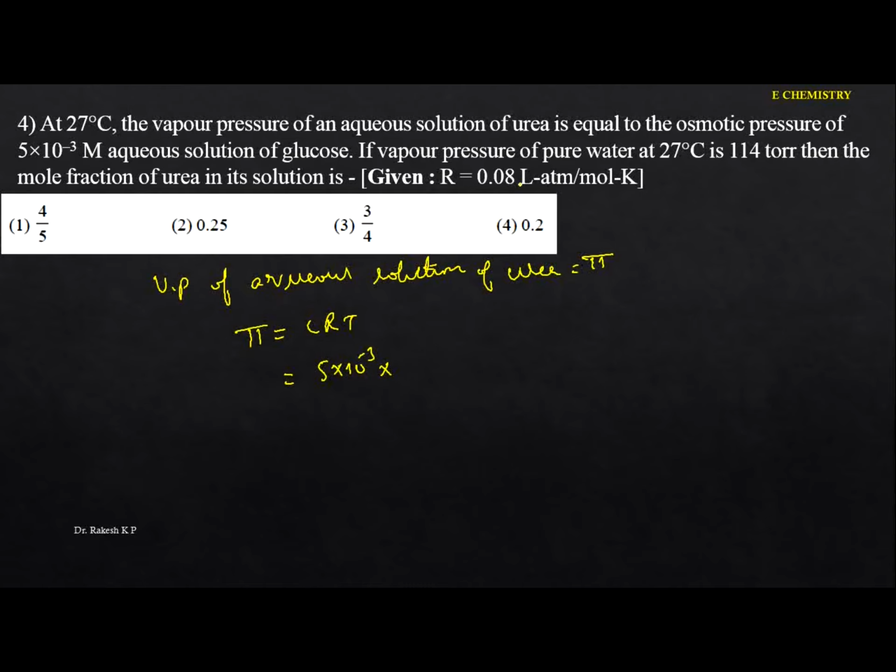So here R is 0.08 liter atmosphere, and I am going to take the value 0.08, into the temperature in Kelvin, that becomes 300. Now the osmotic pressure we got is 0.12. So here we got it in atmospheres, but in the next case they have given torr. That means you have to convert into millimeters of mercury. That is 0.12 into 760, because we know 1 atmosphere is equal to 760 millimeters of mercury, and the value we got is 91.2 torr.